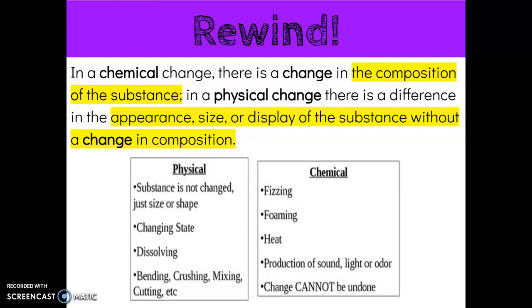Chemical changes cause a change in the composition, and we can tell that this has happened by different things. So fizzing, foaming, heat, production of bubbles, production of an odor or a gas. And examples of this would be like rust. So when oxygen reacts with metal to create that rust color, that is a chemical reaction, and that lets us know that it's changed on a chemical level. So when we talk in this unit about chemical reactions, again, these molecules are changing on a chemical level. So we are talking about chemical changes.